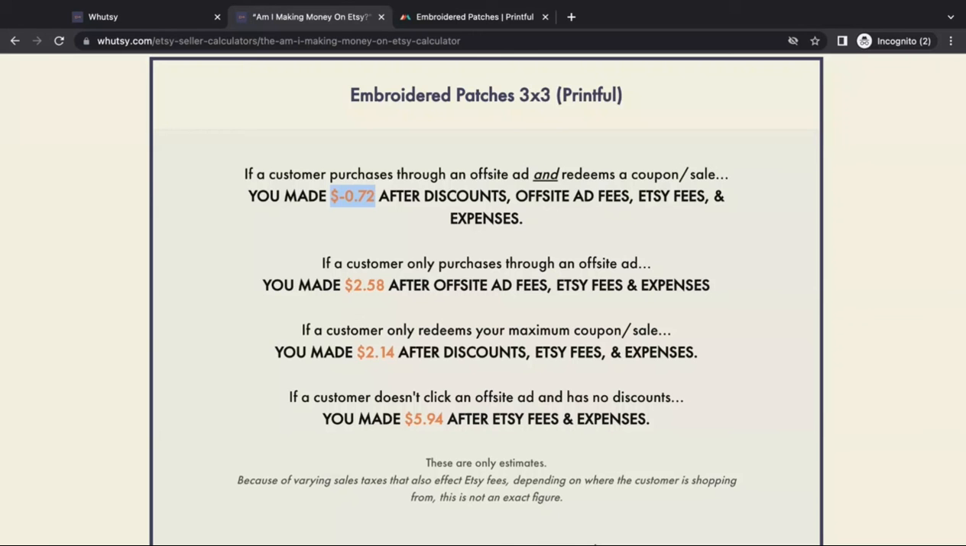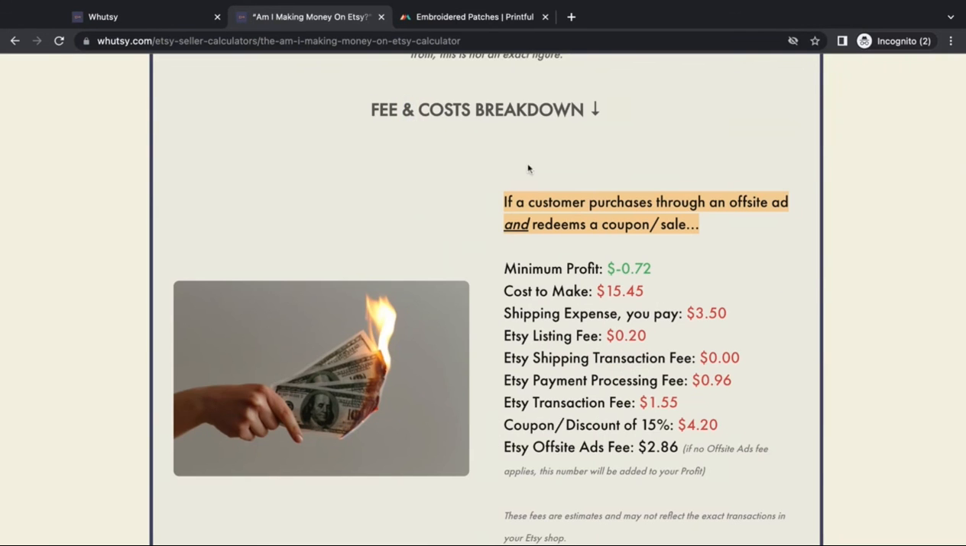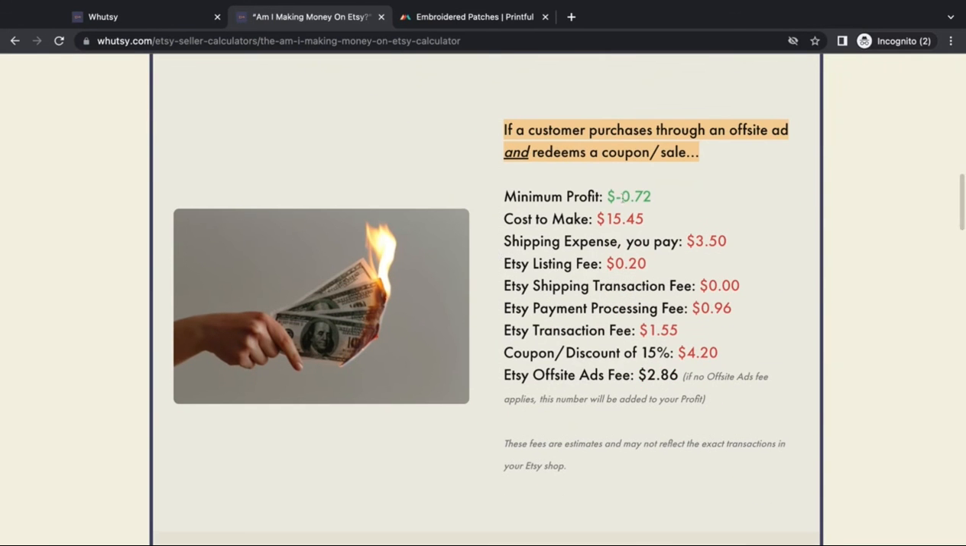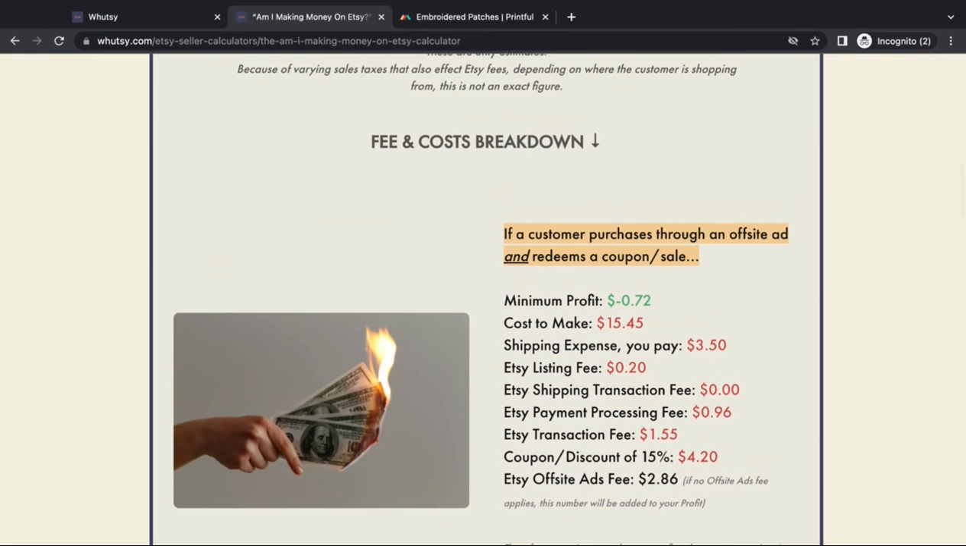Okay. Now I have the fees and costs breakdown for you as well. My minimum profit that I could possibly make is negative 72 cents. And then all the breakdowns for all the fees. Okay. So this information is really helpful for your existing listings to understand, do I need to take this listing down? Do I need to look at my pricing? Can I price it higher? Is it okay if I lose money on some transactions?